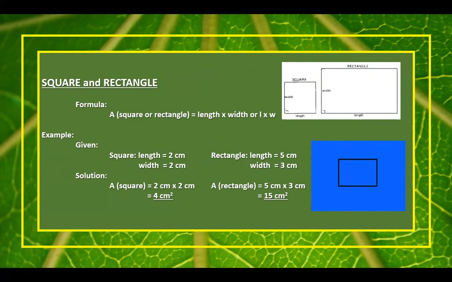So for the solution, we just follow the formula. Area of square or rectangle is equal to the length times width. So apply that. So area of square is equal to 2 centimeter times 2 centimeter. So our answer is 4 centimeter squared. For the area of rectangle, we have 5 centimeter times 3 centimeter. So our answer now is 15 centimeter squared. So that's how we compute the square and the rectangle areas.